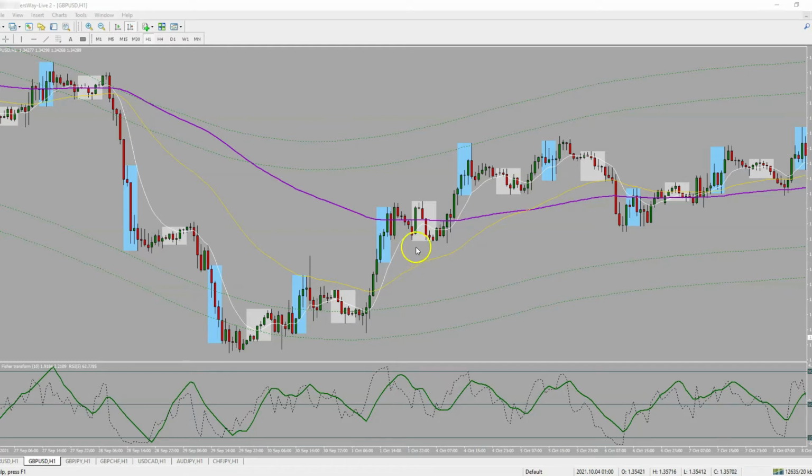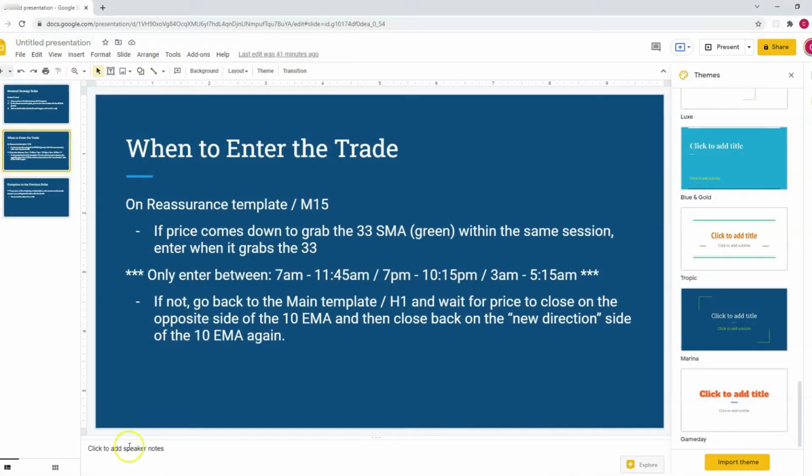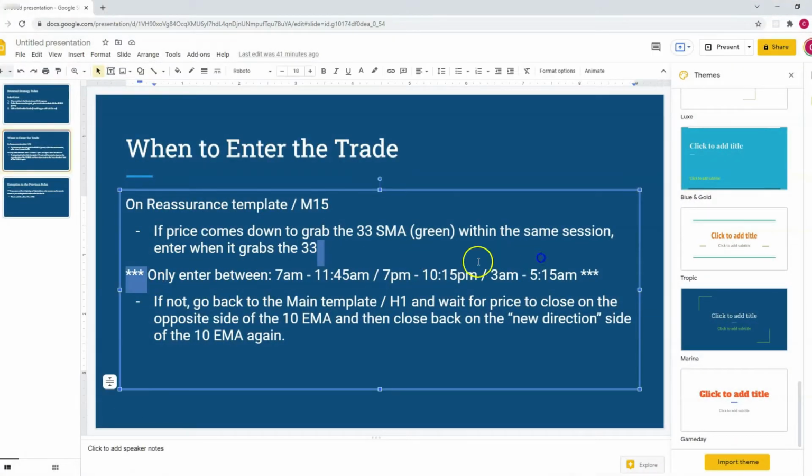For my strategies, in this one, I'll just show the rules real quick. Just focus on that right there. You're entering between, well, this is in the New York session, so 7 a.m. to 11:45 a.m. All these are Eastern times, Eastern Standard Time. So whatever time zone you're in, do what you've got to do. So 7 a.m. to 11:45 a.m.